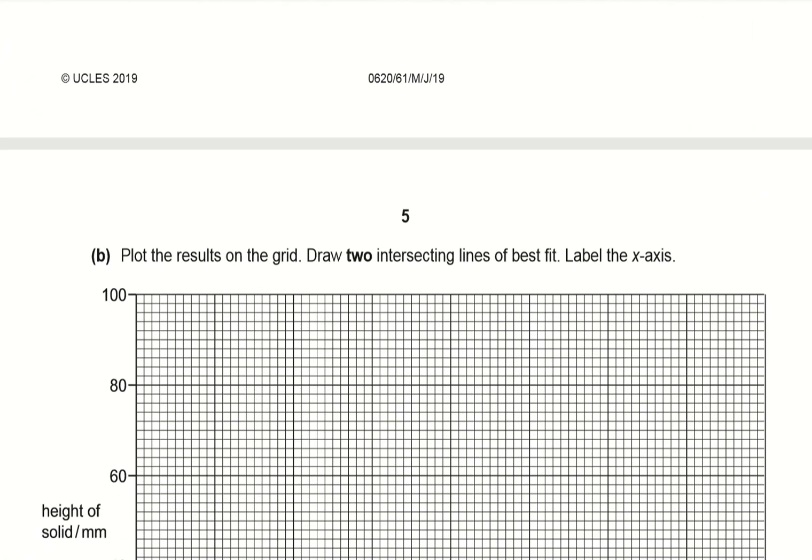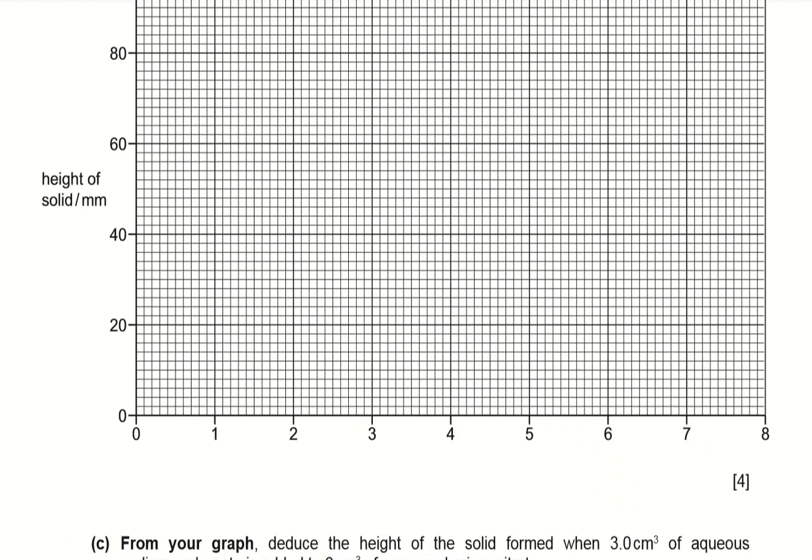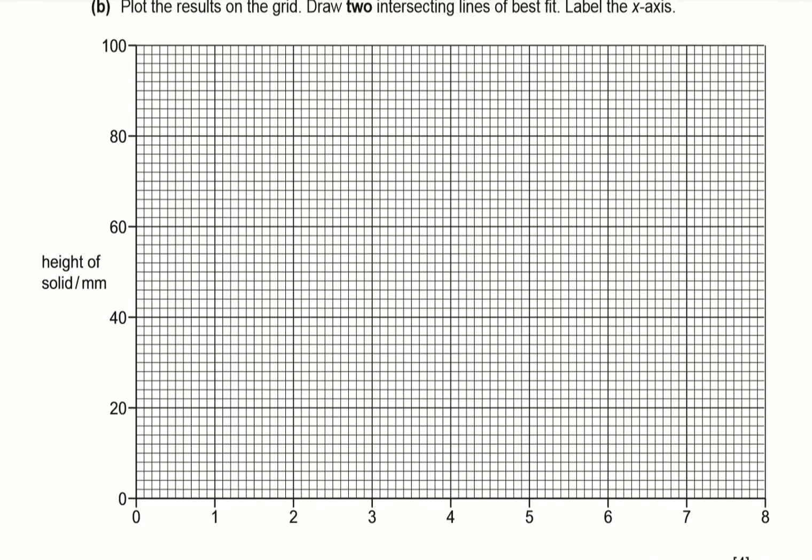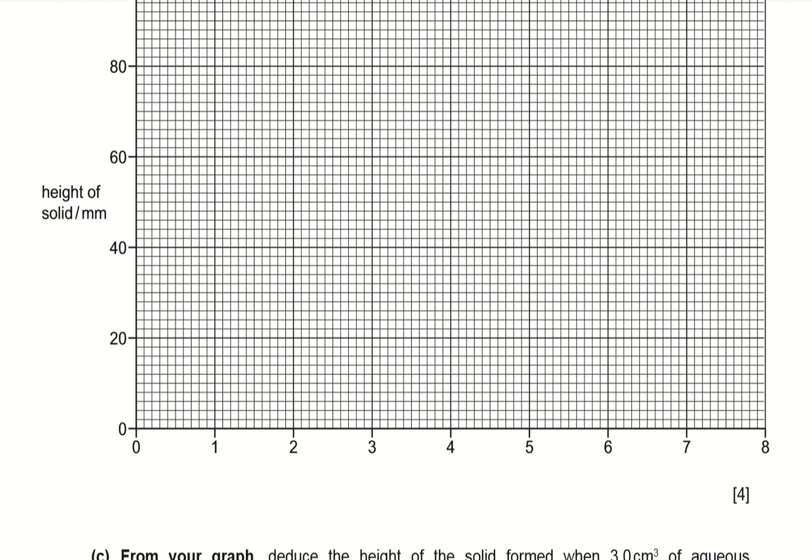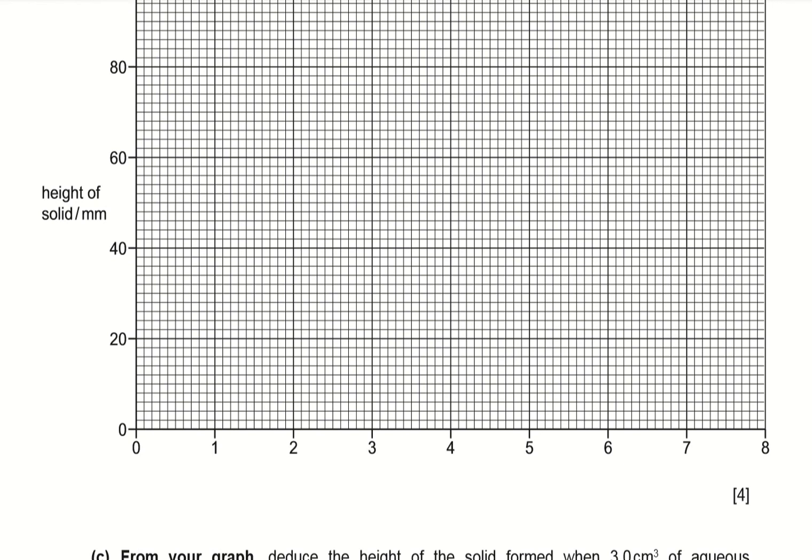So the next thing that we need to do now is to answer question B. Plot the results on the grid. Draw 2 intersecting lines of best fit. Label the x-axis. So maybe we should label the x-axis first. You have the volume of solid in millimeter cube. So here, this is your x-axis.